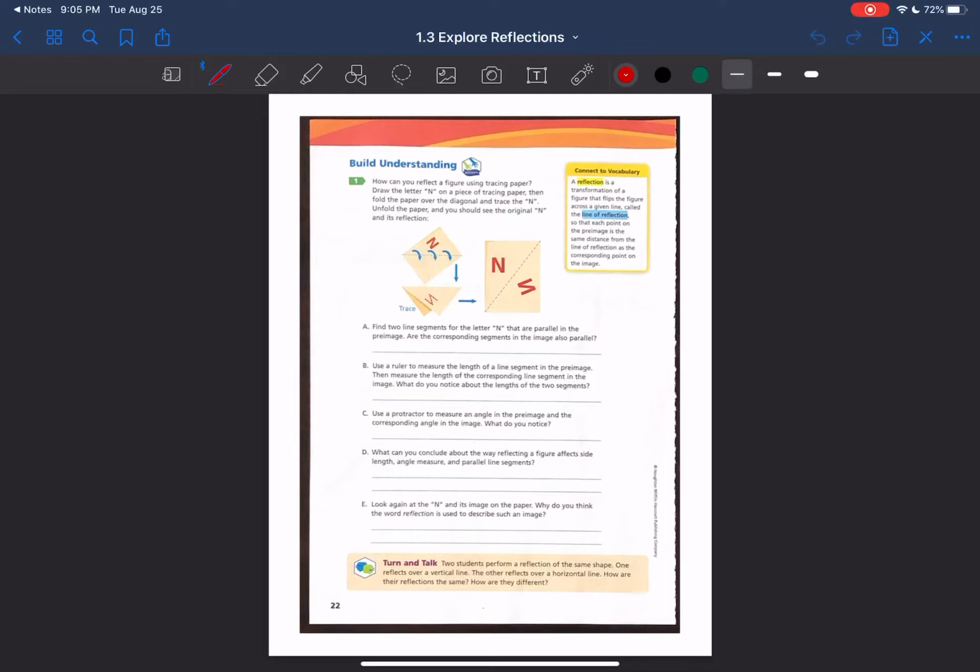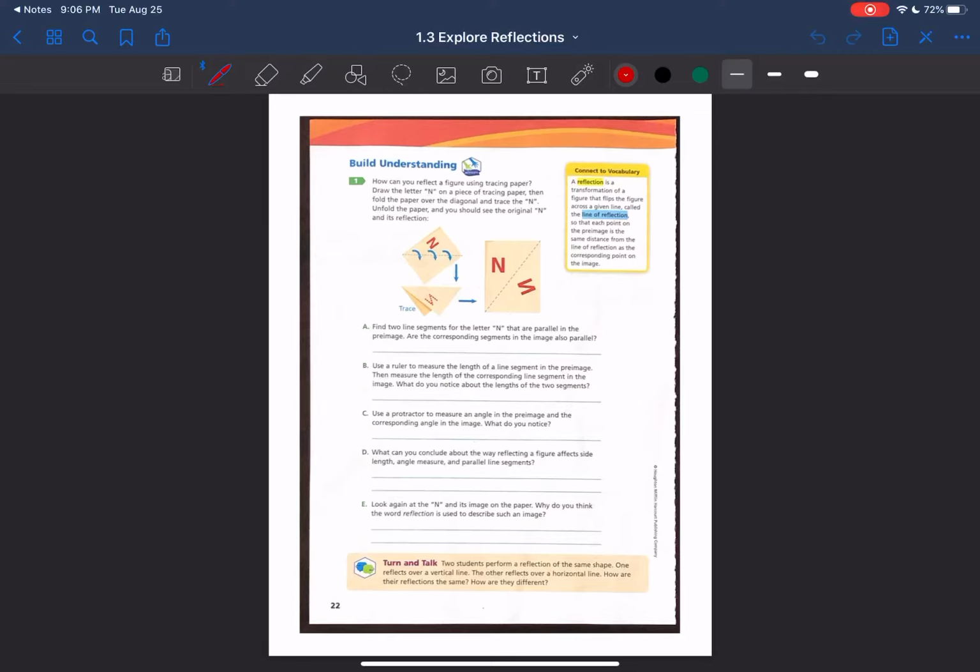All right, we're going to continue on in Module 1 and move to Lesson 3. This lesson is going to talk about reflections. So previously we've talked about the broad category of transformations. Transformations are ways that we can move shapes in the coordinate plane. We talked in our previous lesson about a translation in which we slide an image, and today we're talking about a reflection. A reflection is a transformation of a figure that flips the figure across a given line. This given line is called the line of reflection.